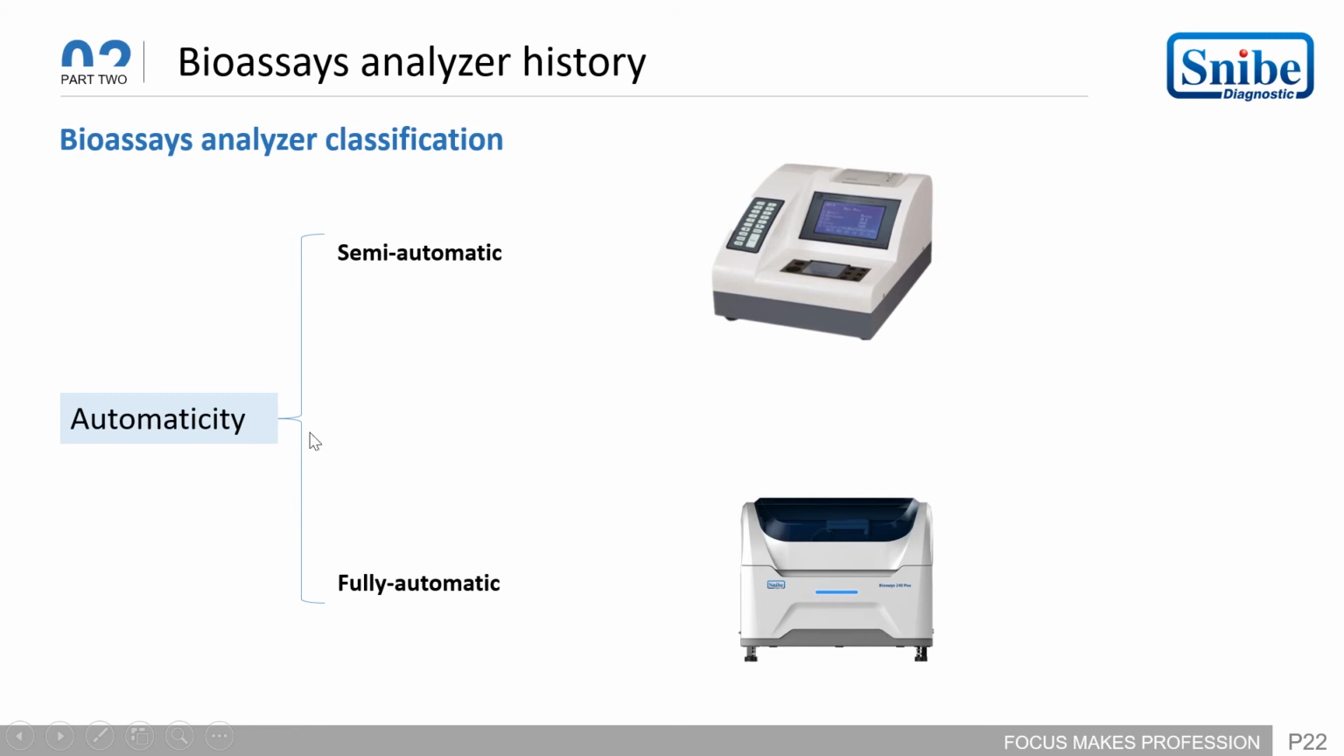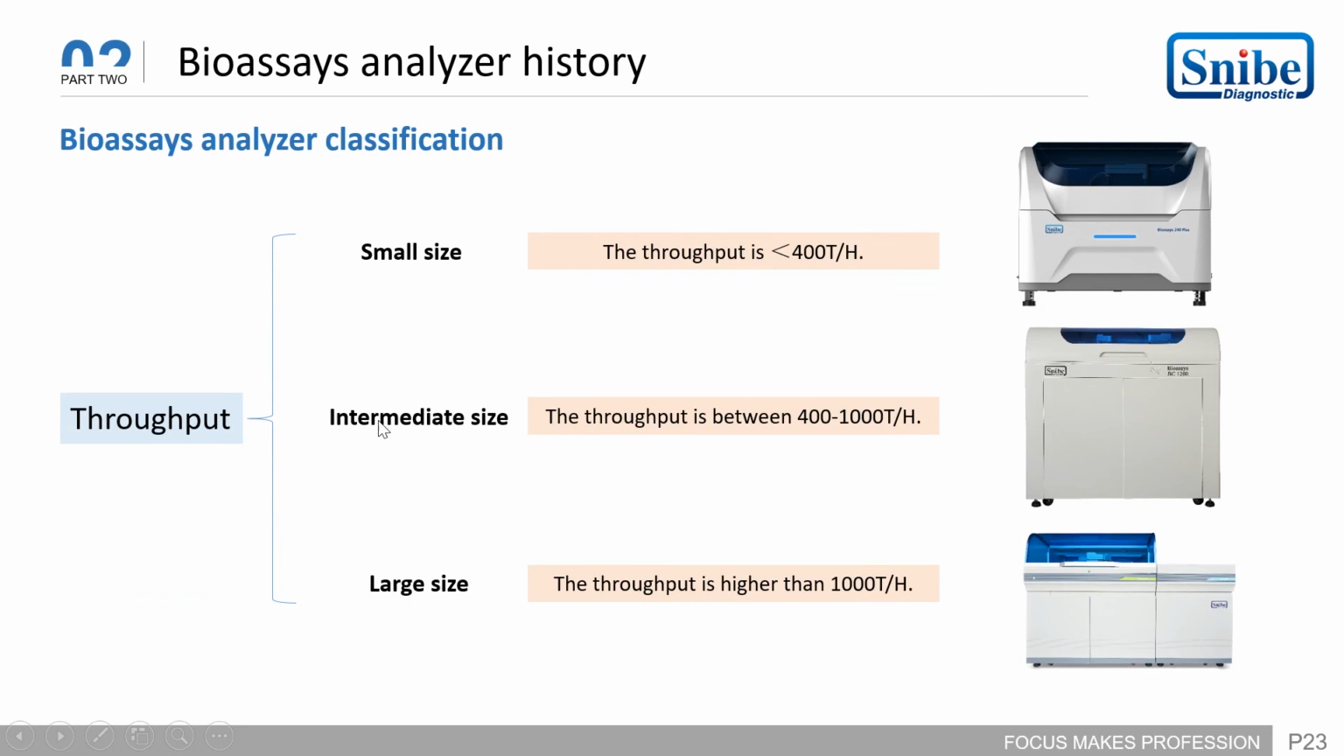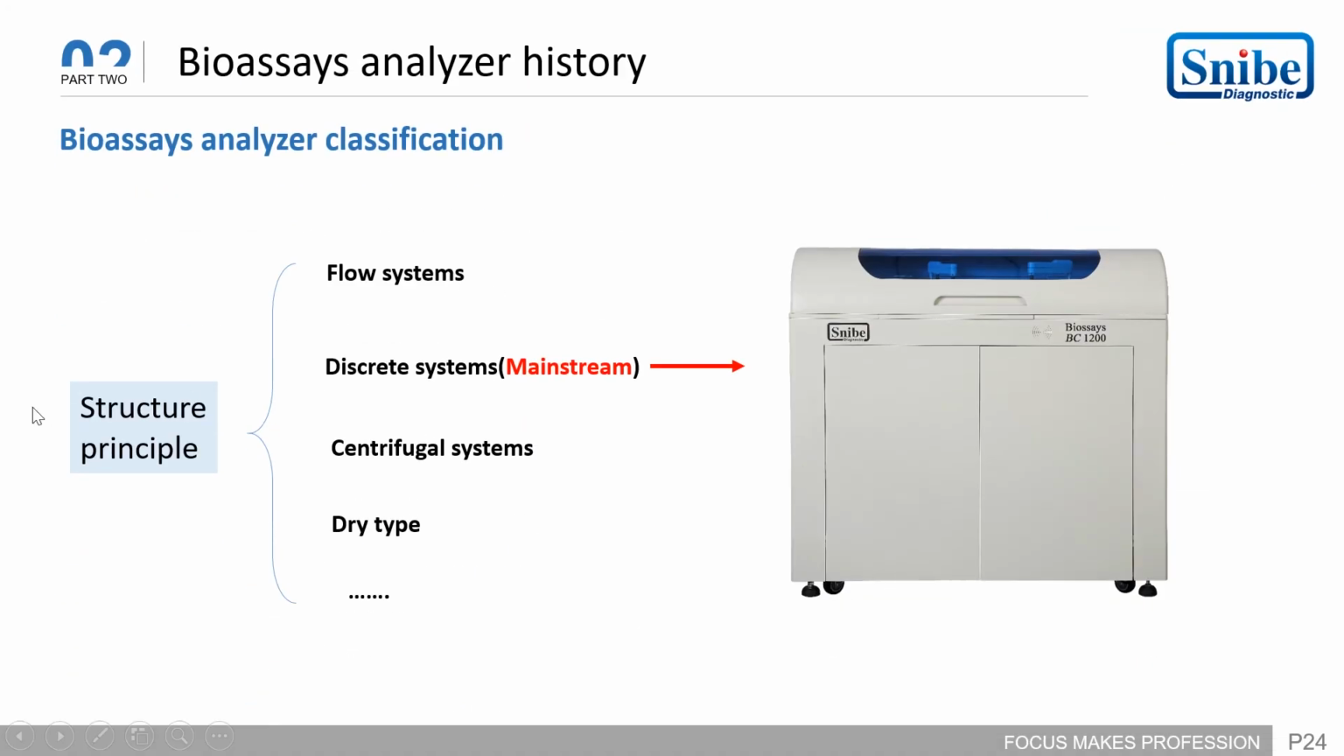So there are semi-automatic analyzers and fully automatic analyzers. Sniper biases analyzers have different throughput to meet different requests. We have small size, intermediate size, and large size. In the structure principle, there are flow systems, discrete systems, centrifuge systems, and dry type.